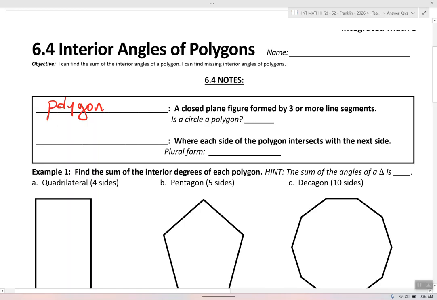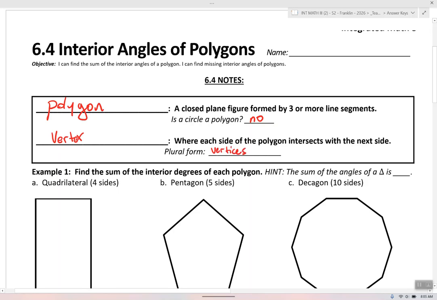Now it says, is a circle a polygon? And the answer is no, because a circle is not formed by line segments. It's just a curve. So no, a circle does not count. But in general, we're talking about two-dimensional shapes. Now each polygon is made of sides and vertices, or vertex is the singular. So vertex, and again the plural is vertices.